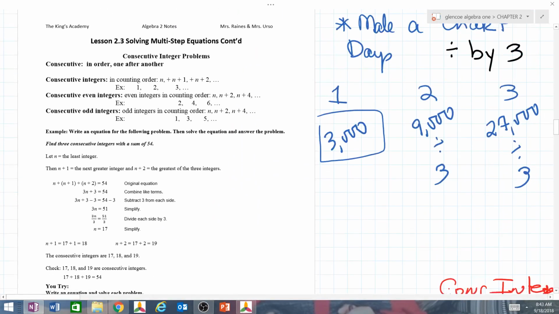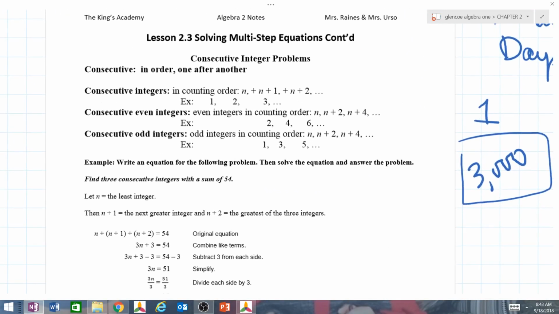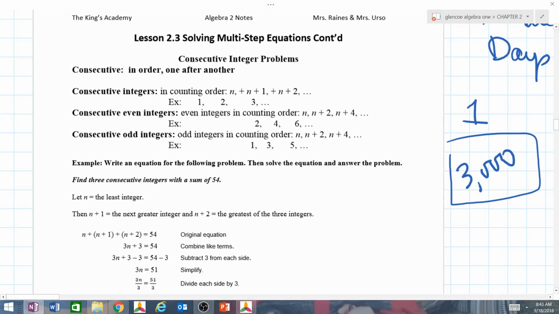Good morning and welcome to part 2. Today we're going to talk about solving multi-step equations. Today I'm going to focus on consecutive integer problems.